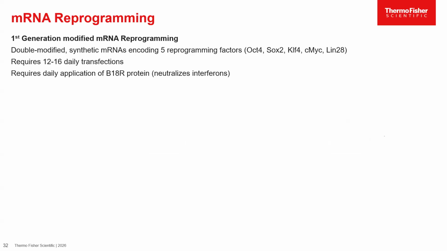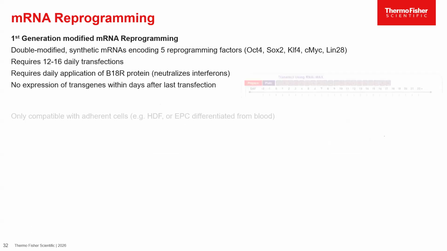Not only that, but we also needed to add things like B18R in order to neutralize interferons, because once cells see free-floating mRNA, they tend to think, hey, there could be something wrong. This could be a pathogen. So they might activate innate immunity and degrade these transcripts. So we needed to add stabilizers, if you will, to keep these transcripts from being cleared out.